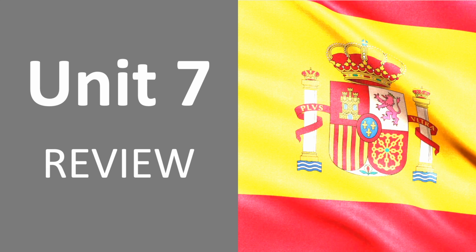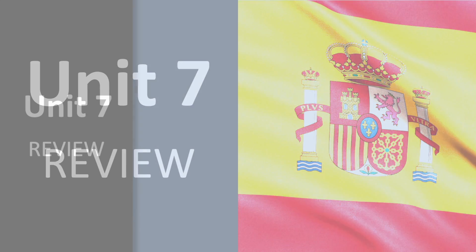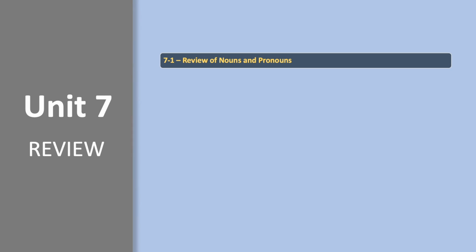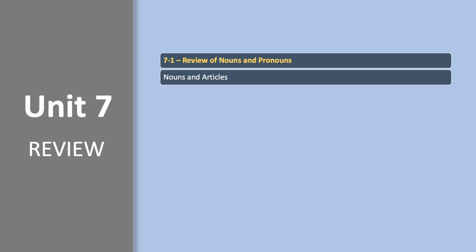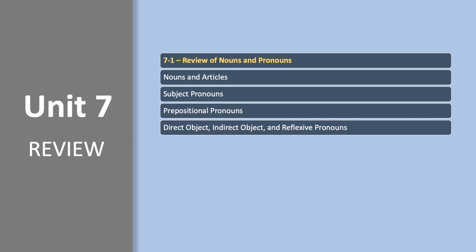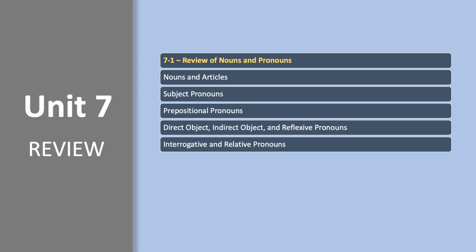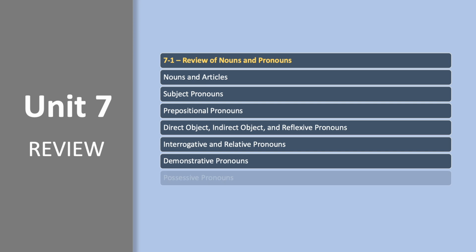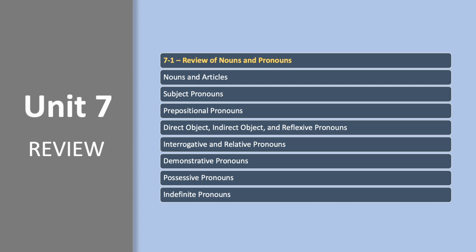In the final unit of this Spanish video series, we will review many of the topics that we covered in previous lessons. The first review lesson covers nouns and the different types of pronouns. This includes nouns and articles, subject pronouns, prepositional pronouns, direct object, indirect object, and reflexive pronouns, interrogative and relative pronouns, demonstrative, possessive, and indefinite pronouns.